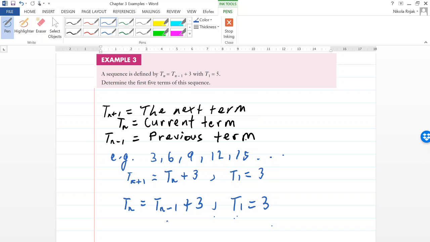You will see sequences or recursive rules written in both ways. The first way says the next term is equal to the current term plus 3. This one here says the current term is equal to the previous term plus 3. But it means the same thing. It just means to get to the next term, you're just going to add 3. That's what the rule is. It's just expressed in a different form. So please keep that in mind. All right, so example 3. Let's do it.